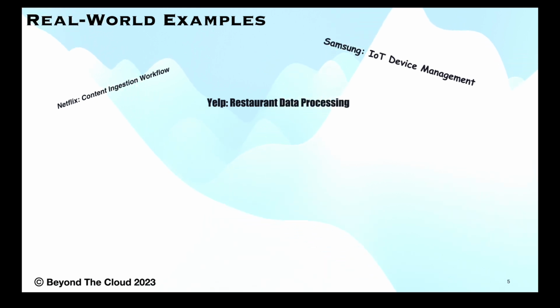Next is a very big company called Samsung. It's IoT device management. Samsung leverages AWS Step Functions for IoT device management. The company uses Step Functions to automate device provisioning, configuration, and firmware updates. This helps Samsung efficiently manage the large number of IoT devices and ensure that they're always up to date.